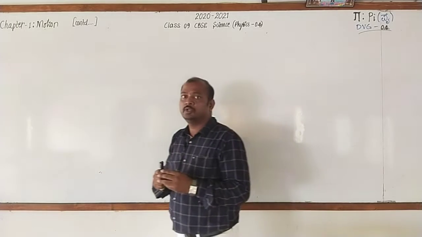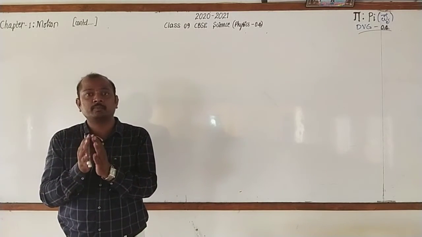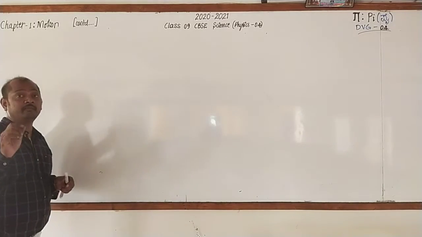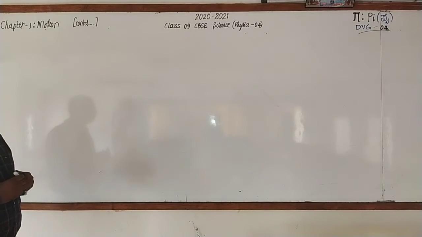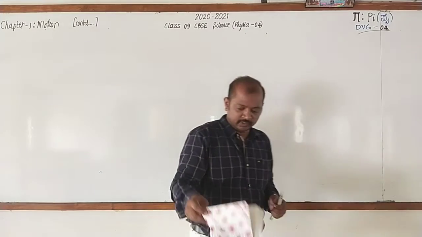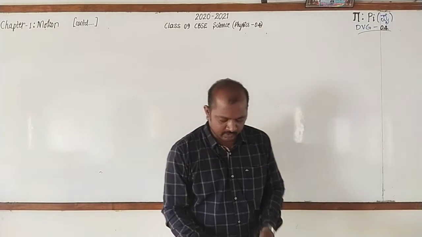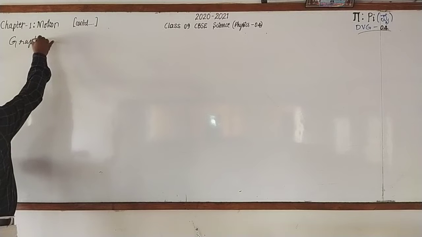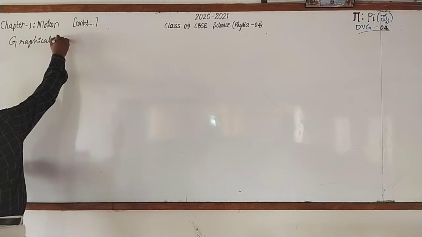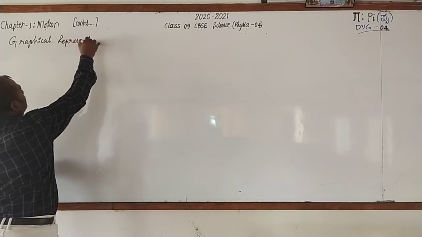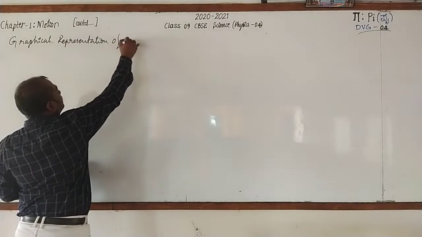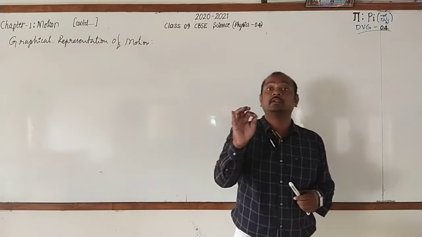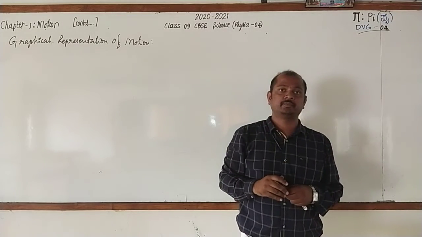In the next concept, you are going to represent the motion of a body in the graph, under the heading graphical representation of motion of a body. Here it has been given in the text. I am going to take the same heading, graphical representation of motion. Dear students, motion of an object can be represented in graph by two ways.